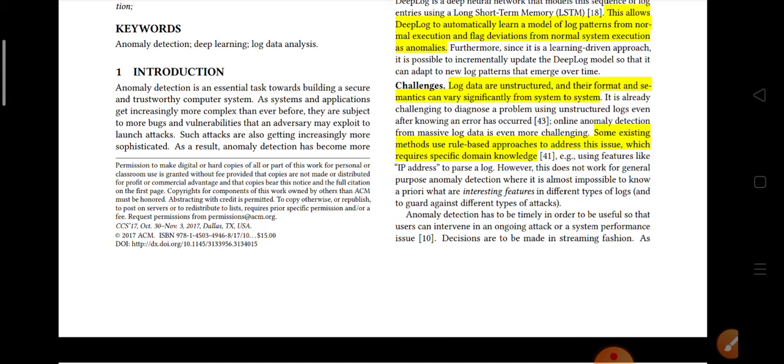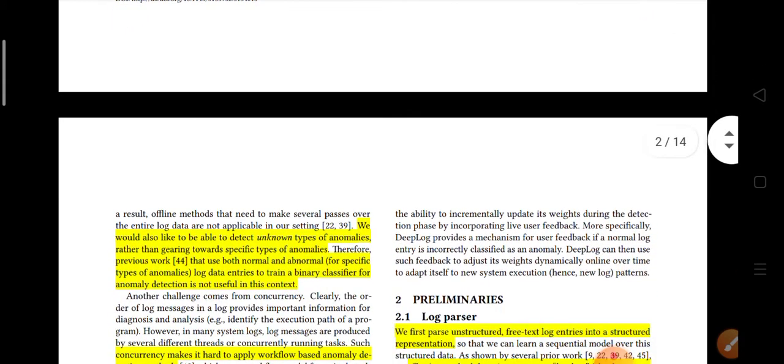Apart from that, many rule based algorithms were used in past years, but they had a lot of issues because they needed a lot of supervision to detect patterns. A lot of domain knowledge was required. Those were the earlier challenges.